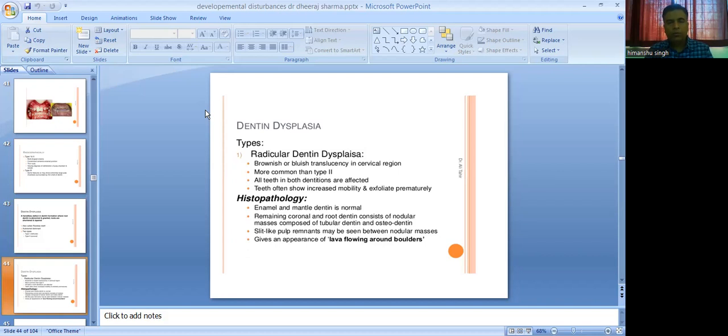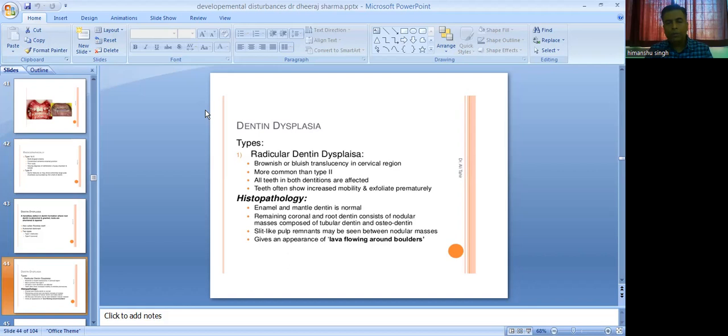Type 1 is more common than type 2. All teeth in both the dentitions are affected. The teeth often show increased mobility and they exfoliate prematurely on their own. Histopathologically, enamel and mantle dentin are normal. The remaining coronal and root dentin consists of nodular masses composed of tubular dentin and osteodentin.